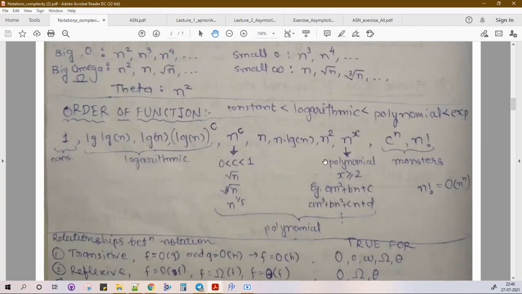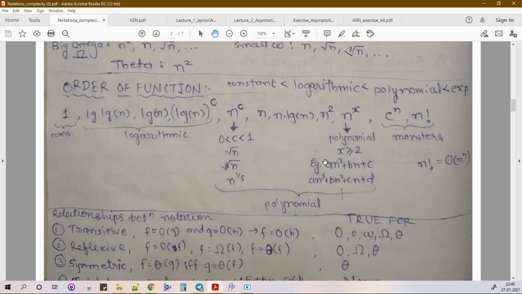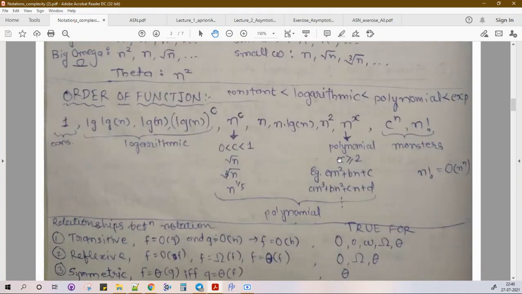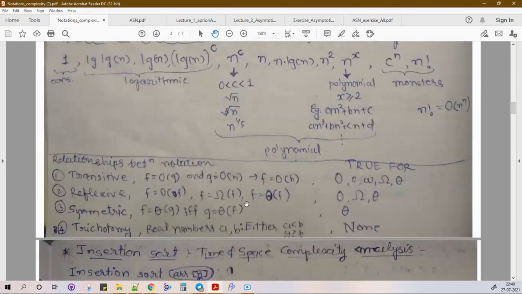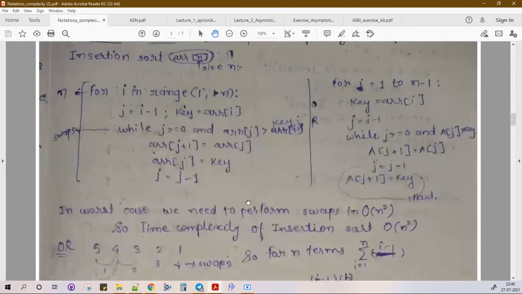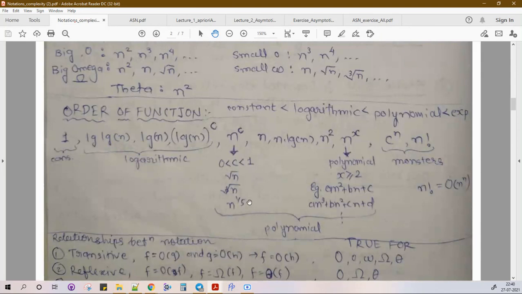Okay, it is 10:40 already. I am worried about the time. Let's see the order of functions now. The order of functions is useful while solving the numericals, and then we will jump into numericals.